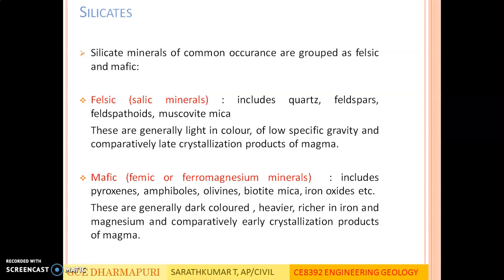The other group is the mafic group, which is also called femic or ferromagnesian minerals. As the name suggests, it contains iron and magnesium in good proportions. It includes pyroxenes, amphiboles, olivines, biotite mica, iron oxides, etc. These mafic groups are generally dark colored, heavier, richer in iron and magnesium, and comparatively early crystallization products of magma.